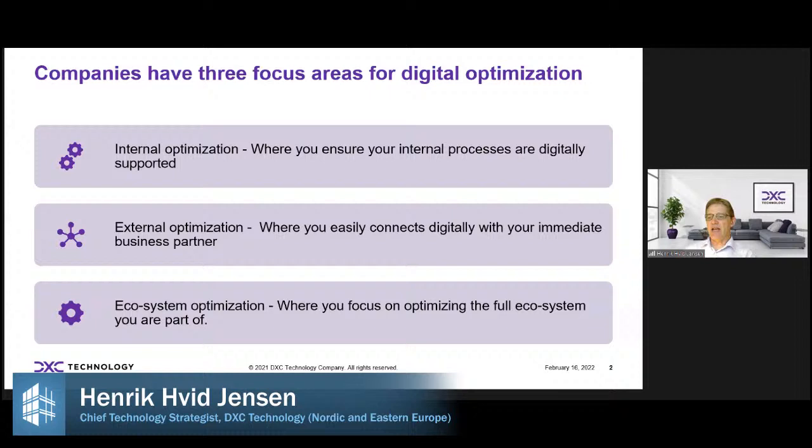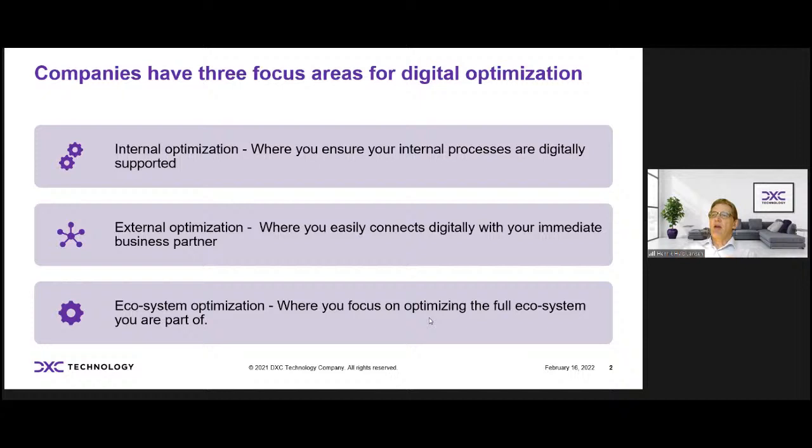And then something that is fairly new, the ecosystem optimization, where you are focusing on optimizing the full ecosystem you're part of. And global trade is absolutely characterized as requiring a full ecosystem to work together seamlessly. It's not enough to have just the one-to-one connection that happens in internal optimization. It is the full ecosystem that works together. But therefore, it's also surprising, and this is what you talked about, Cecilia, that we see how few initiatives have actually been taken to digitally optimize the global trade ecosystem. We did discuss before we started that the technology is actually already there. It's just the decision that is missing.